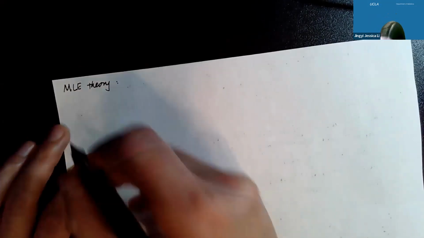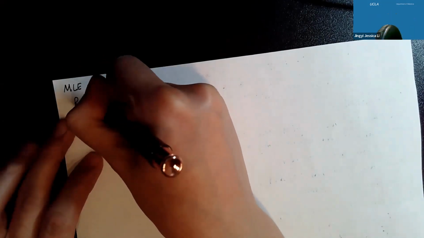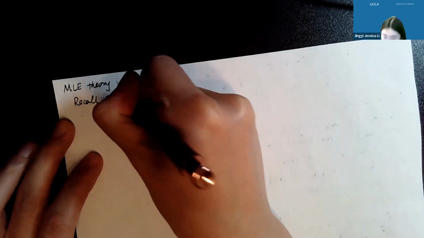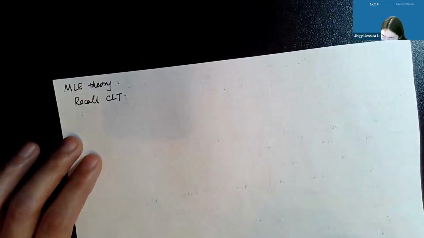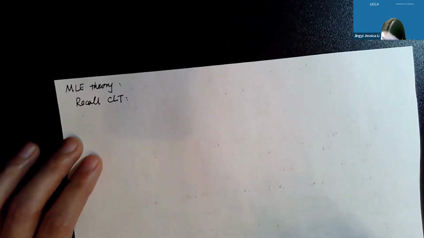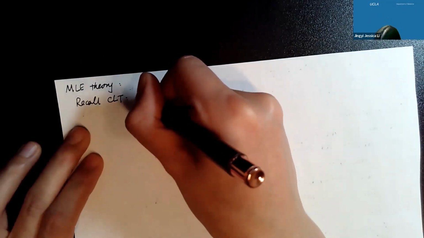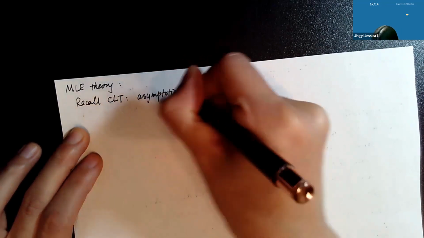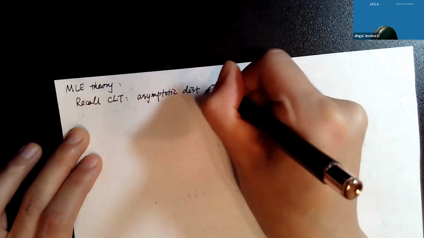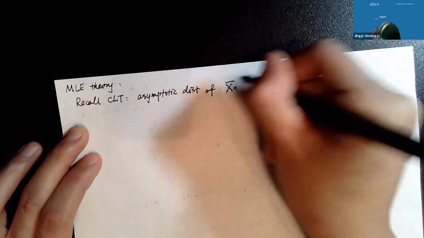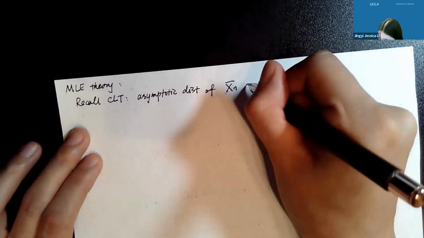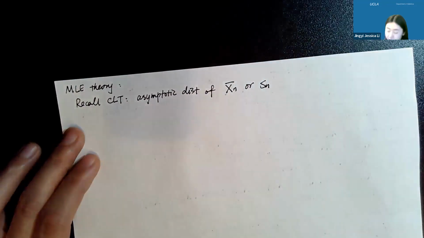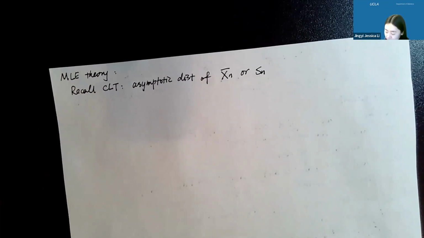If you recall the central limit theorem, which is something we included in our midterm and also our homework, it is about the distribution, or I can say the asymptotic distribution, of X n bar, the average, or you can say S n, the sum, because the average is 1 over n of the sum.